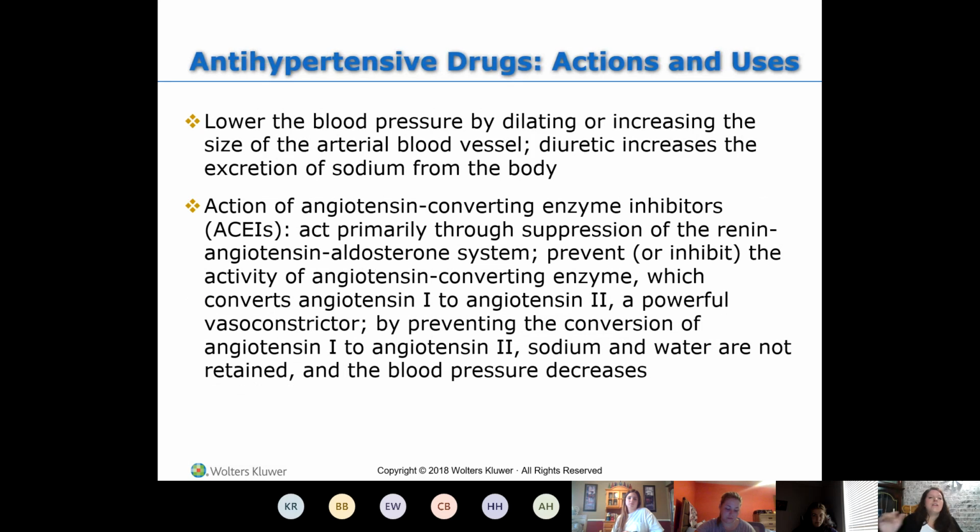All right, so antihypertensive drugs, we already know what they're used for. And I think I've already told you all this, but I'm just going to read out my slides to make sure that I didn't leave anything out, okay?